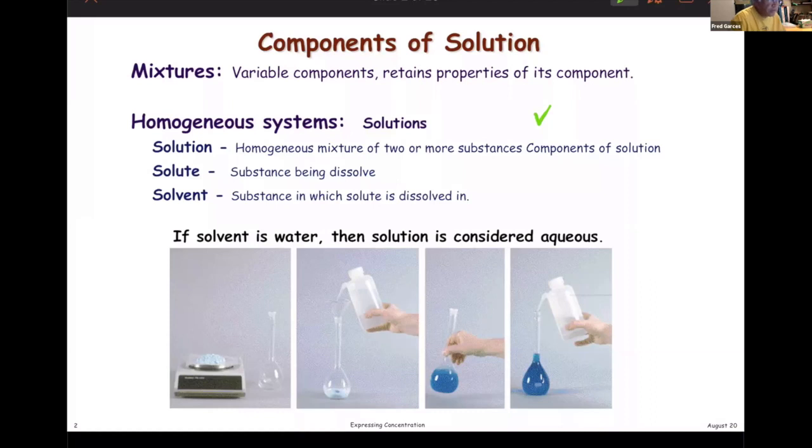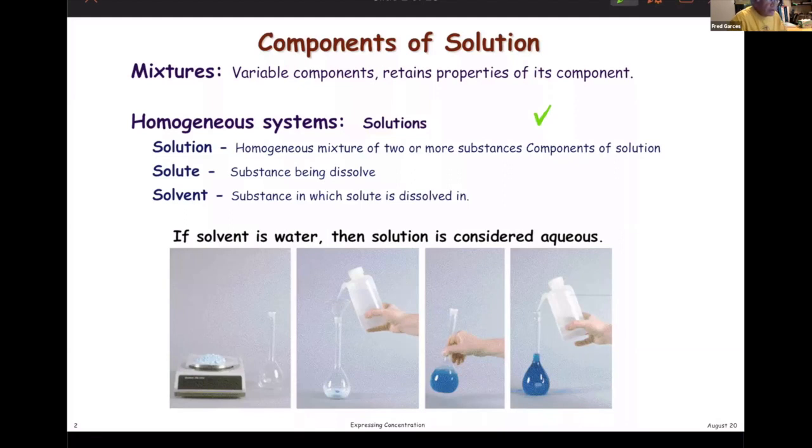A true solution, of course, is going to be somewhat transparent unless it's really concentrated, but generally true solutions are transparent because the solute dissolves or is hydrated by the water at the molecular level. Okay.